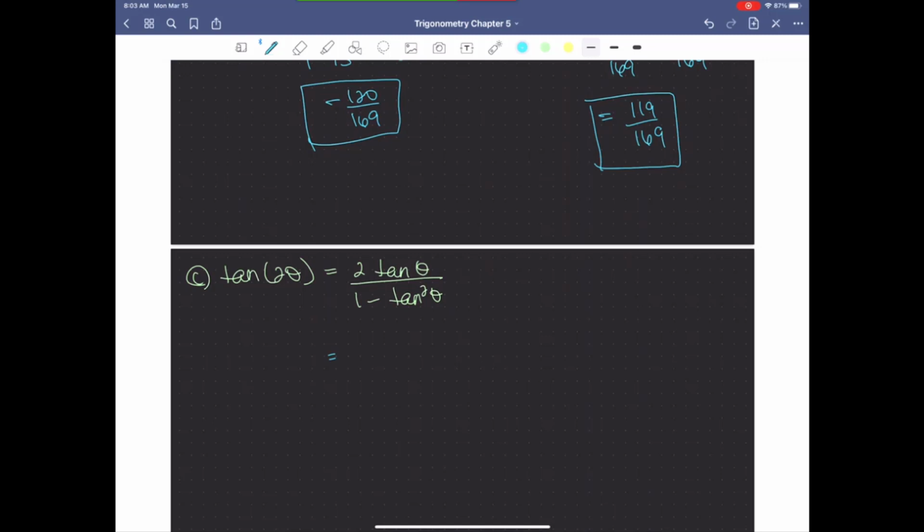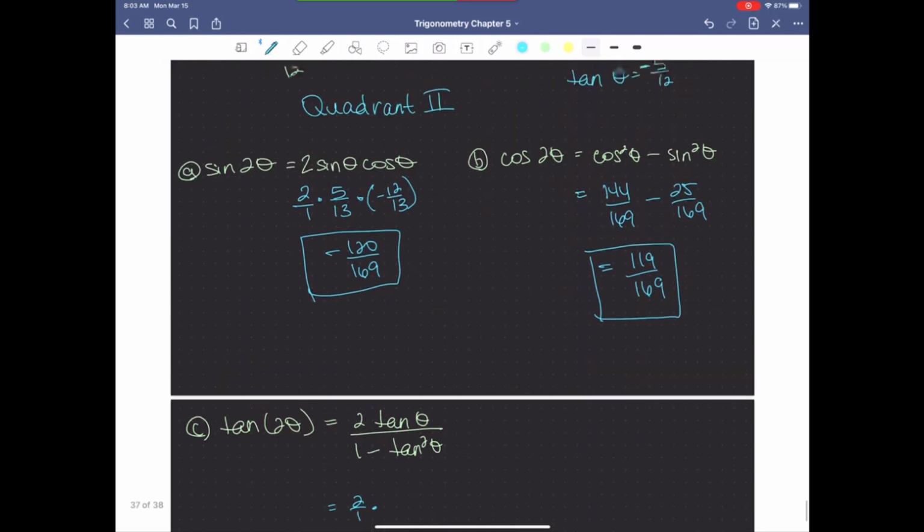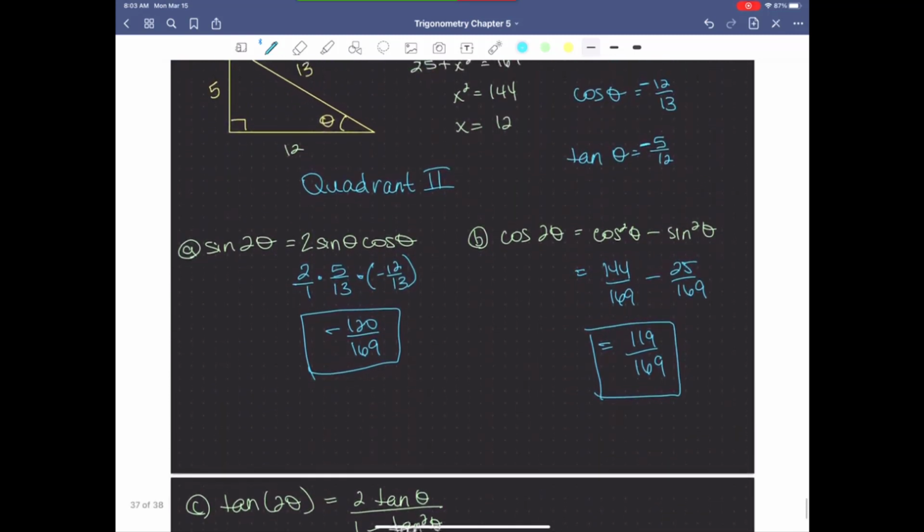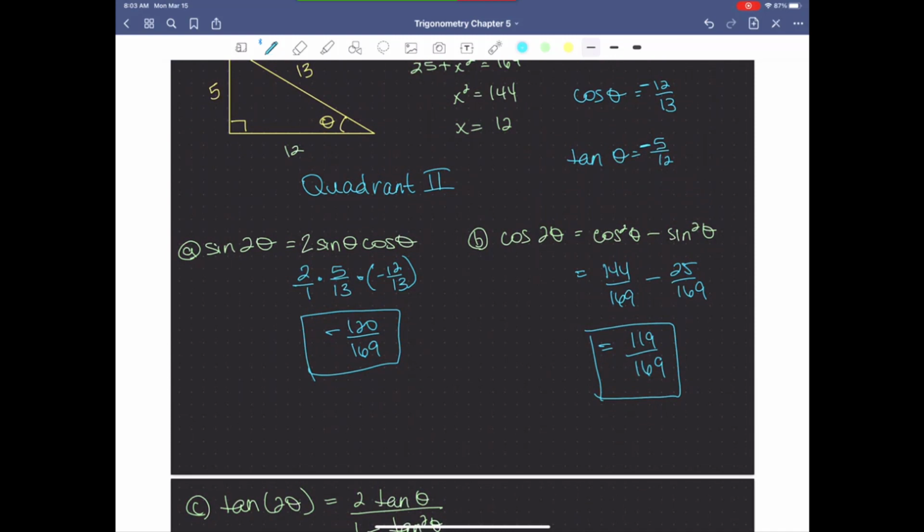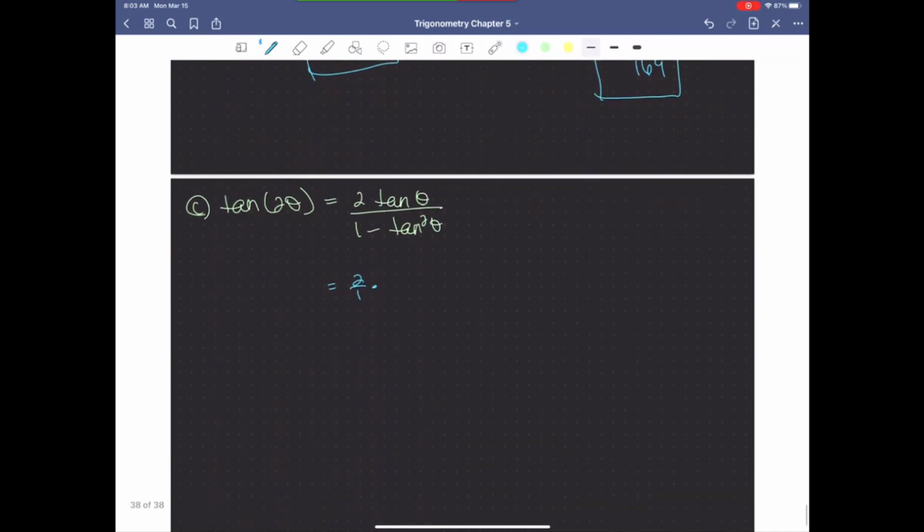You guys ready? So I'm going to go ahead and write my 2 as a fraction, just for the fun of it. What was our tangent? Negative 5 over 12. Yep. So 2 times negative 5 over 12, all divided by 1 minus tangent squared. What do we want to put in for tangent squared? 25 over 144. Yep, 25 over 144.